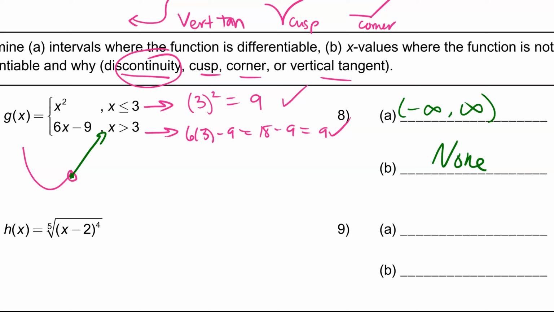So why would it be a corner? It's a corner. Good question. I was waiting because you guys were saying, nah, it's not a corner. What is the derivative of x squared? 2x. And what's the derivative of 6x? It's going to be 6.